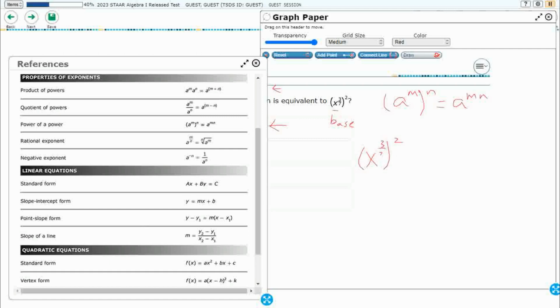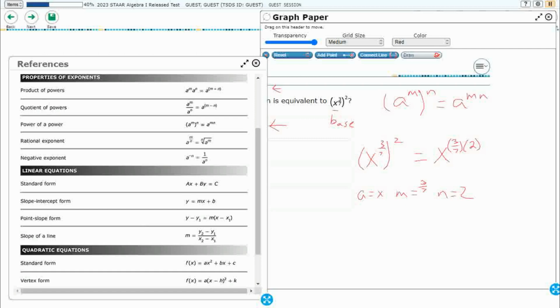All right, so let's take our x to the 3/7 squared. We can just substitute in, right? So our a is going to equal x. This m is going to be that very first power, 3/7, and then our n is going to equal 2. So I can just say x to the 3/7 times 2. Maybe a little bit confusing because you're wondering exactly how you multiply that.